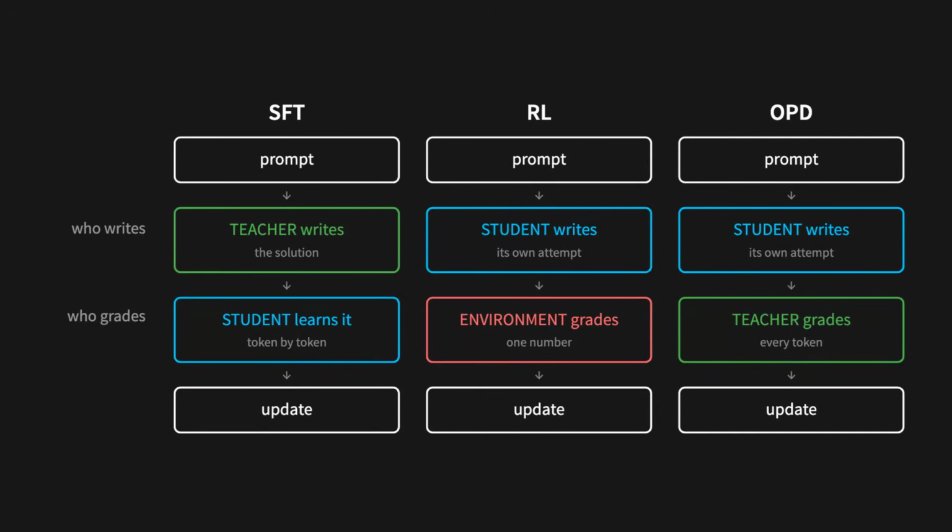And here are all 3 training loops in one picture. They all share the same shape, and the labels on the left name the 2 seats: who writes and who grades. Compare the RL column and the distillation column. The only difference is who sits in the grader's seat. That's why this is one line of code away from RL.